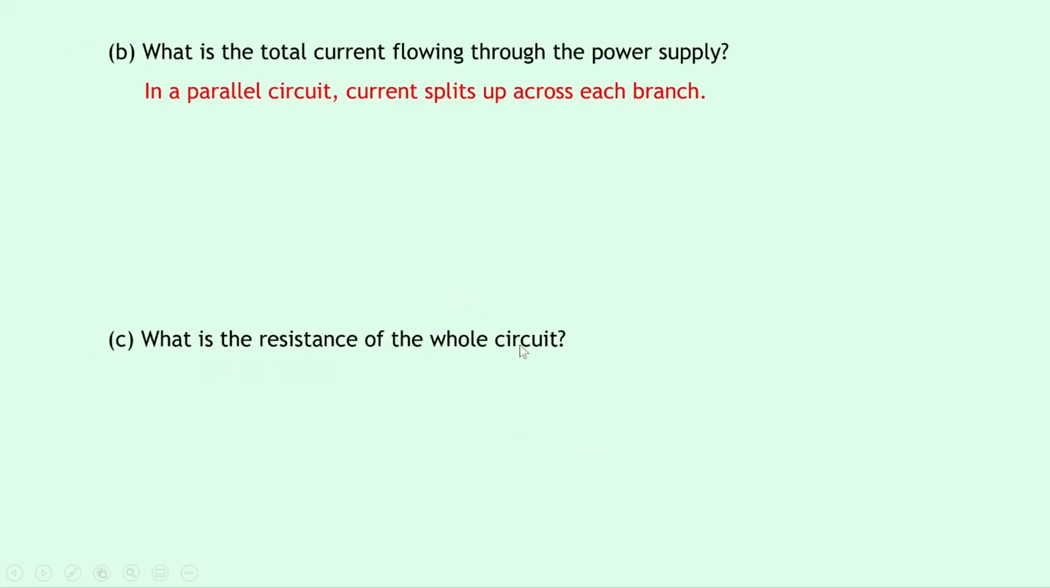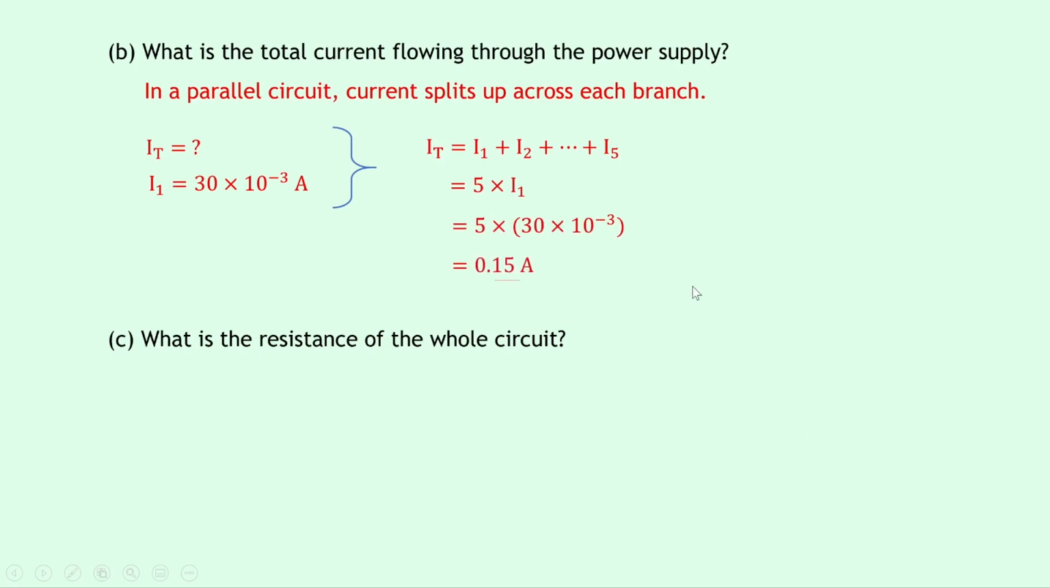So if we write down what we know from the question, we're trying to find the total current IT. We know that I1 is 30 times 10 to the minus 3 amps, but so is I2, I3, I4 and I5 for our 5 branches. So because we have 5 branches that have the same current passing through them, then as we said earlier, we can add them up to find out what the total current is passing through the power supply. So IT equals I1 plus I2 plus ... plus I5, just ignoring the I3 and I4 to be a bit quicker there. And so this is the same as saying 5 times I1, because we know what I1 is, and it's identical to the other currents. So substituting in the number there, we have 5 times 30 times 10 to the minus 3, which is the same as 150 times 10 to the minus 3, or 0.15 amps.